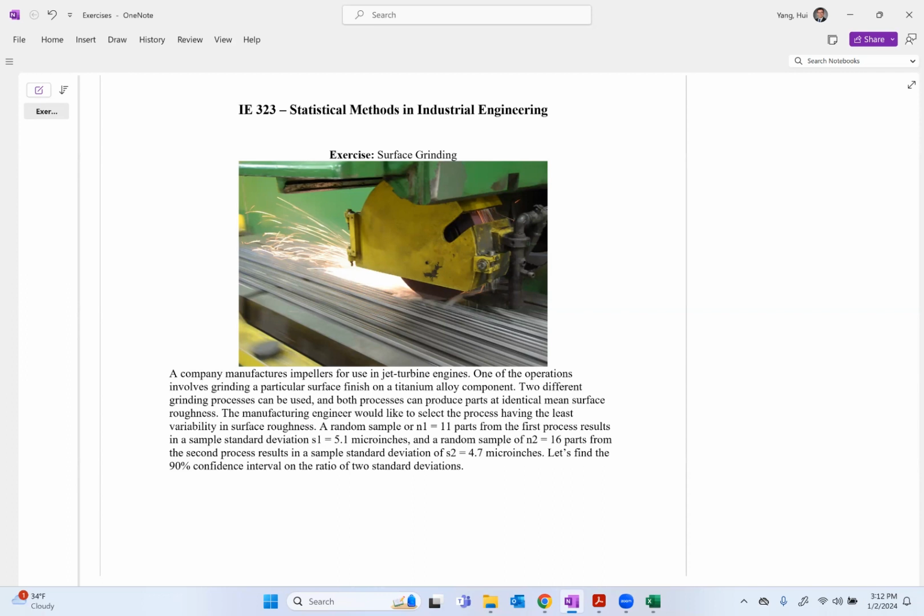So a random sample of n1, that is 11 parts, from the first process. So this is the first sample size, 11 parts, and the sample standard deviation is 5.1 micro inches. And this is n2, so that's 16 parts from the second process. The sample standard deviation is 4.7 micro inches. Let's find the 90% confidence interval on the ratio of two standard deviations.